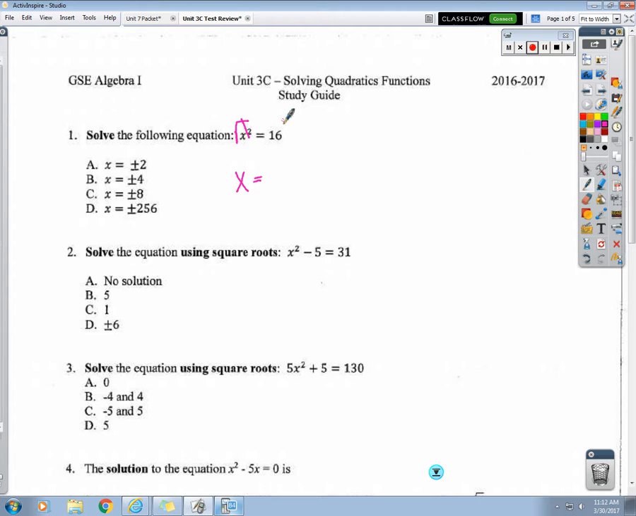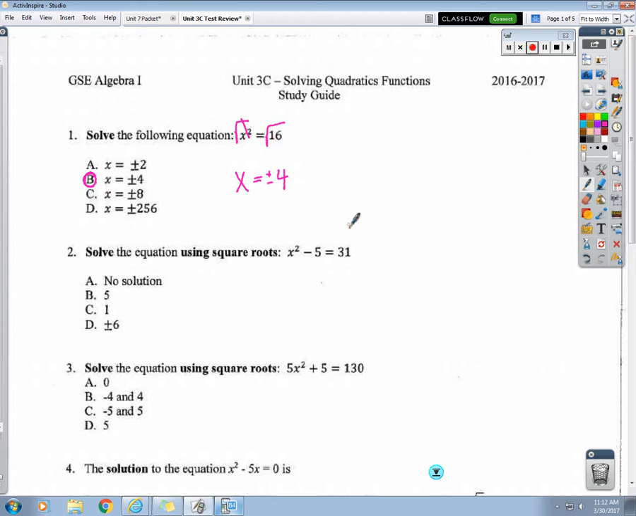But whatever you do to one side, you do to the other. What is the square root of 16? But you put plus or minus because 4 squared is 16, but isn't negative 4 squared also 16 because a negative times a negative is a positive? So it's B. Okay, don't try to get fancy and move the 16 in quadratic formula. That'll take way too long. You can do this one way easier.